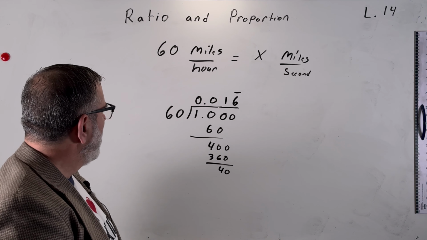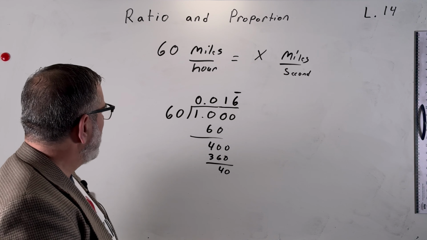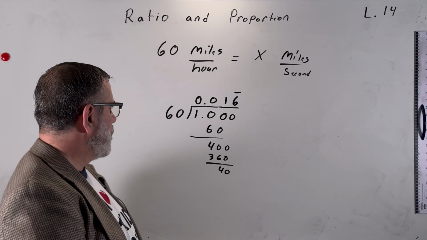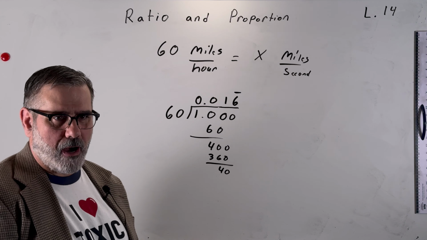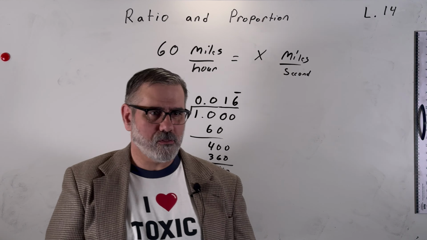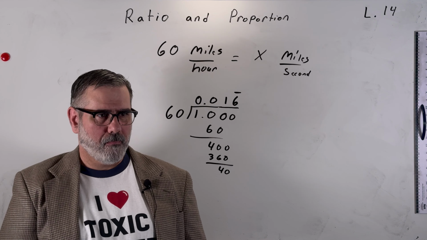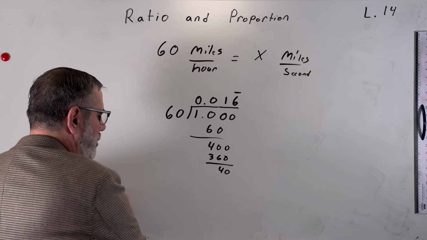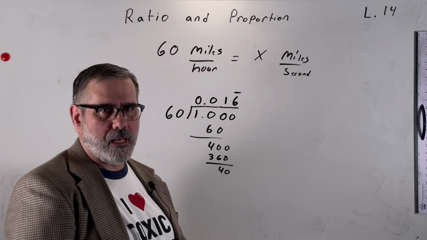So 60 miles per hour in miles per second is 0.016 repeating miles per second. A very small number, which is probably why we use miles per hour instead of miles per second. Yes? All right, let's finish up by reconsidering the problem that we saw at the beginning of the lecture with a lemonade stand.